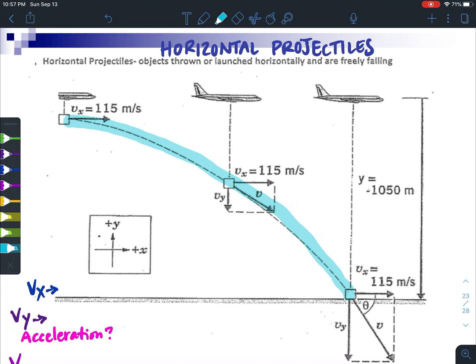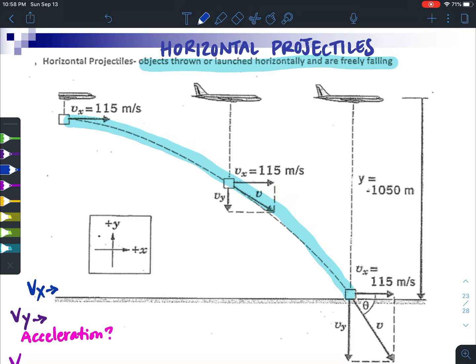We also want to pay attention to the idea that the object was launched horizontally and is freely falling. So that means we're going to follow our free fall characteristics, first of all. And second of all, we know that this was launched straight out horizontally and there was no kind of angle of any sort at the beginning. Okay? So in your notes, you've got some questions that ask, first of all, what's happening to Vx?